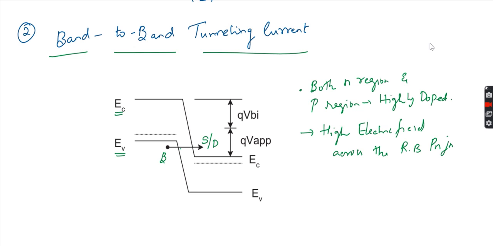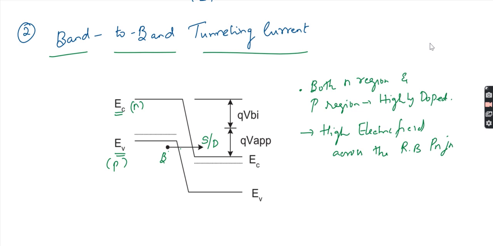what will happen? A significant amount of current will flow through the junction due to the tunneling of electrons. The tunneling of electrons will happen from the valence band of the P region to the conduction band of the N region. That is what the figure here shows.